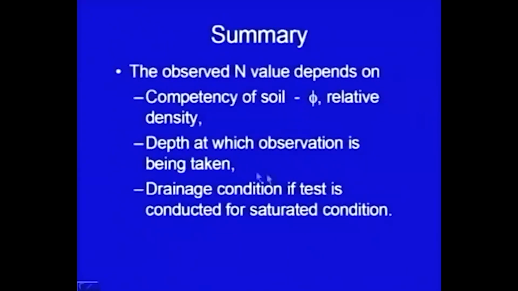Let me summarize now what are the factors. The observed n value is affected by these parameters: competency of soil, that means phi, and relative density. In fact, these are the parameters which we are trying to find out from these tests. Second factor is depth at which observation is being taken. So, it is through the confining stress. At higher overburden, the confining stresses will be larger. At low overburden, the confining stresses will be low.